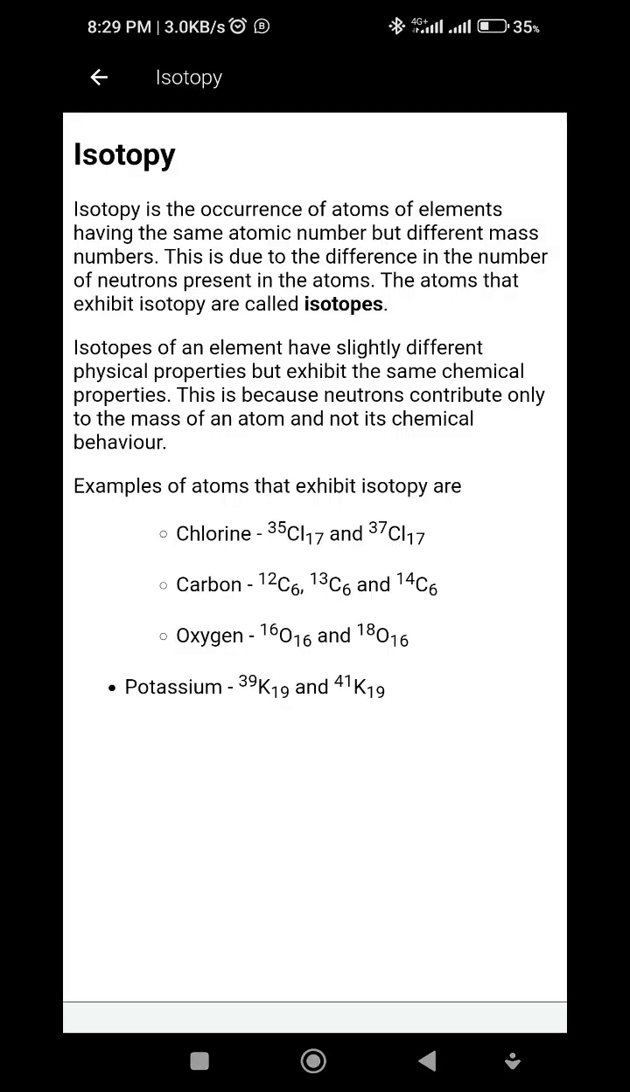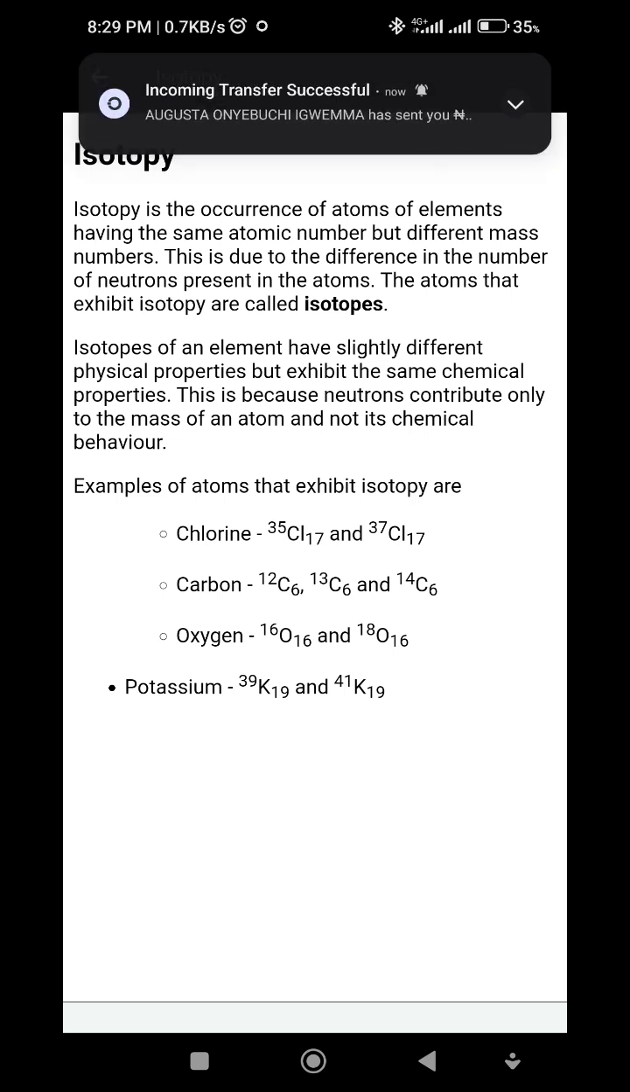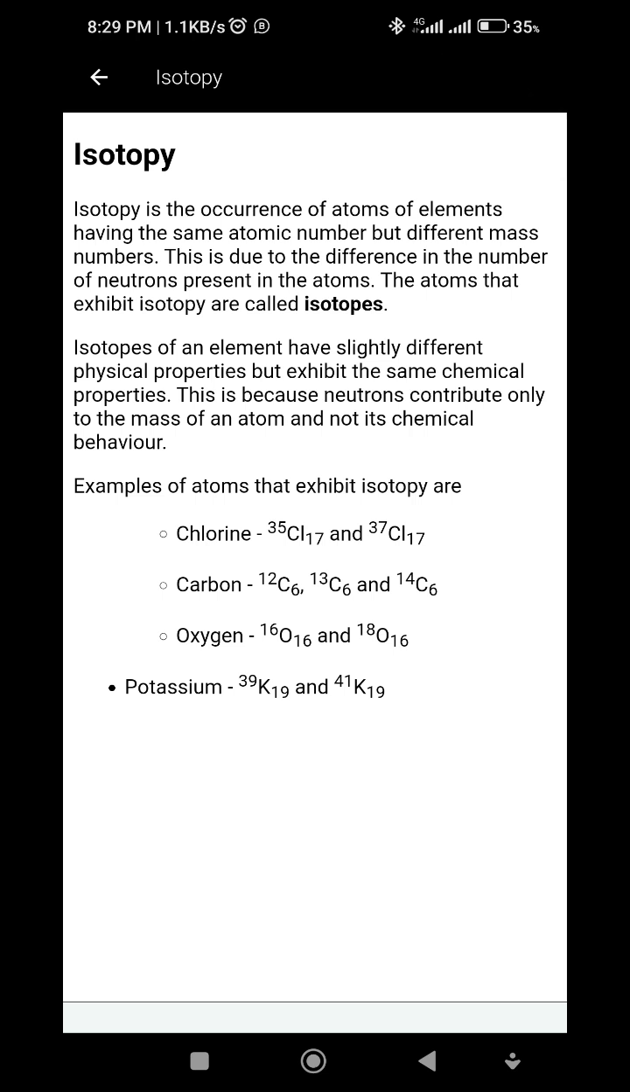Move to isotopes. Isotopes are the occurrence of atoms of elements having the same atomic number but different mass number. So the vice versa of this statement: one that has the same mass number but different atomic number is called isomers. So the difference between isotopes and isomers is just the reverse case. You can see the isotopes listed here.